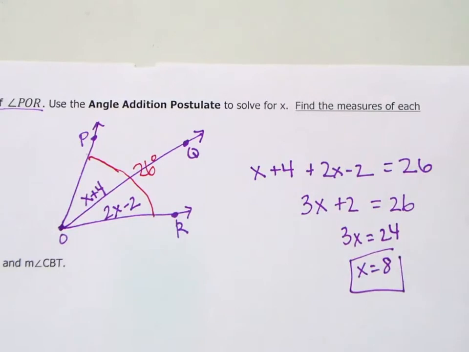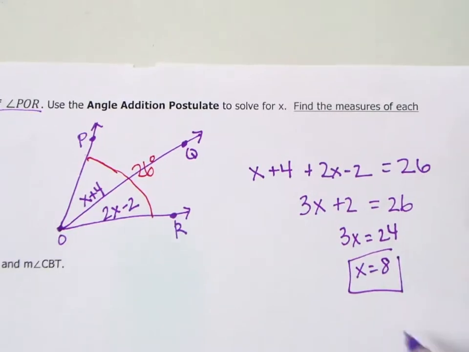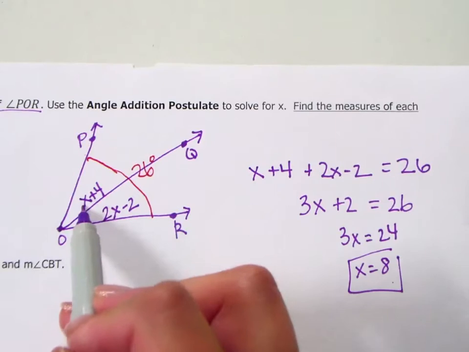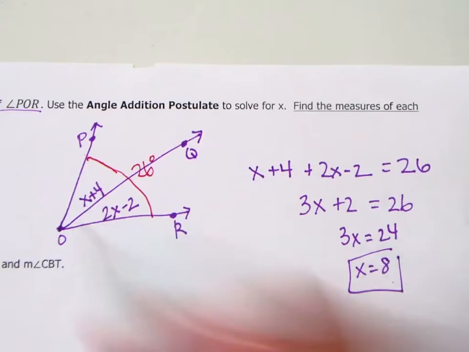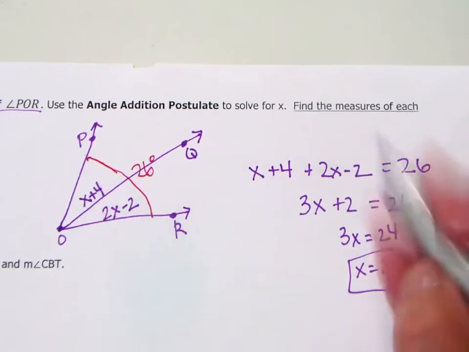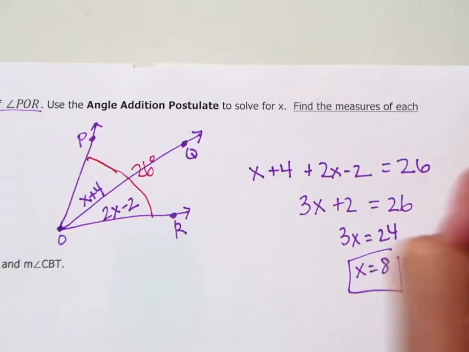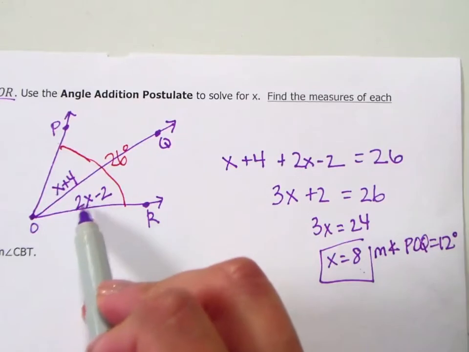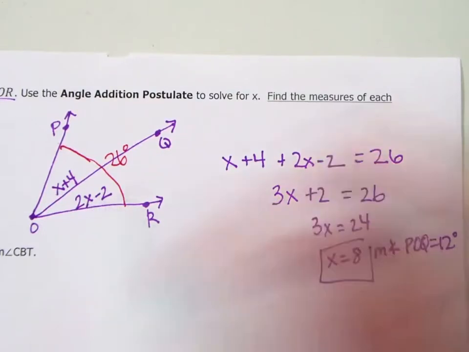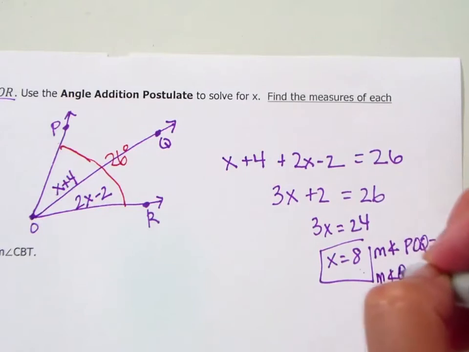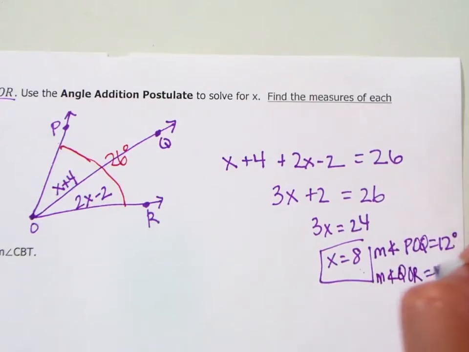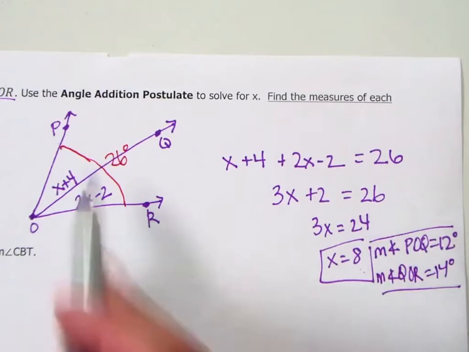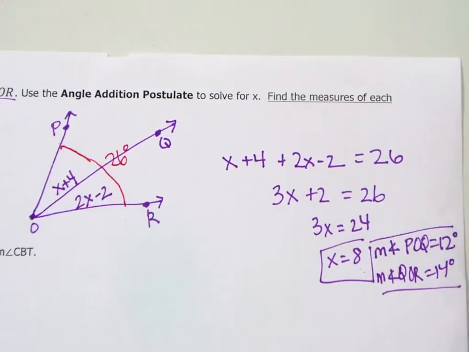We now need to find the measures of the angles. So we can take our value of x and plug that back into the expression. So if I plug 8 in for x, 8 plus 4 is 12. So the measure of angle POQ is 12 degrees. If I plug 8 into x here, that would be 2 times 8 is 16 minus 2. So the measure of angle QOR is 14 degrees. Notice that the whole thing was 26, so 12 plus 14, that's 26, so that must be right.